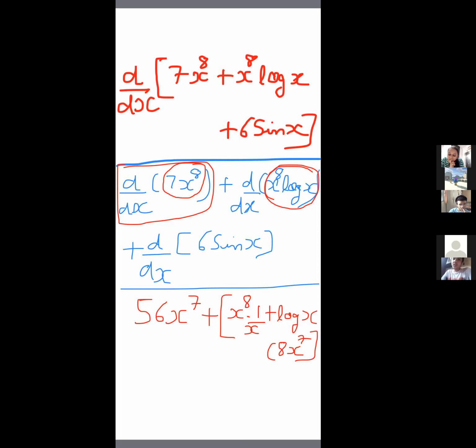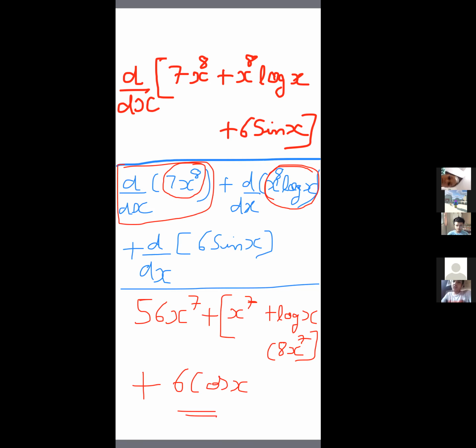You can simplify it further. 1 by x and x power 8 will cancel, which will make it x power 7. So you will get the answer as x power 7 plus log x into 8x power 7. If you want, you can take x power 7 common from both, or no need. Okay. Plus 6 as it is, differentiation of sin x is cos x. This is your answer. Tell me how many of you are getting the right answer for this.